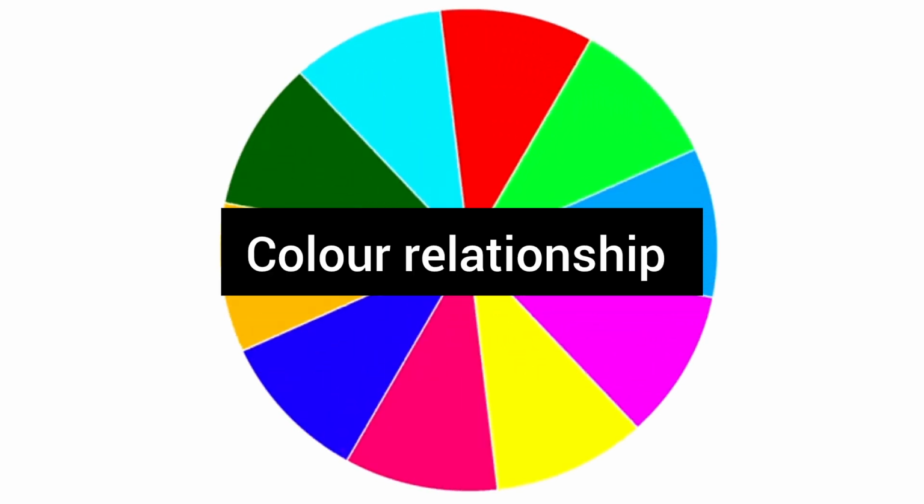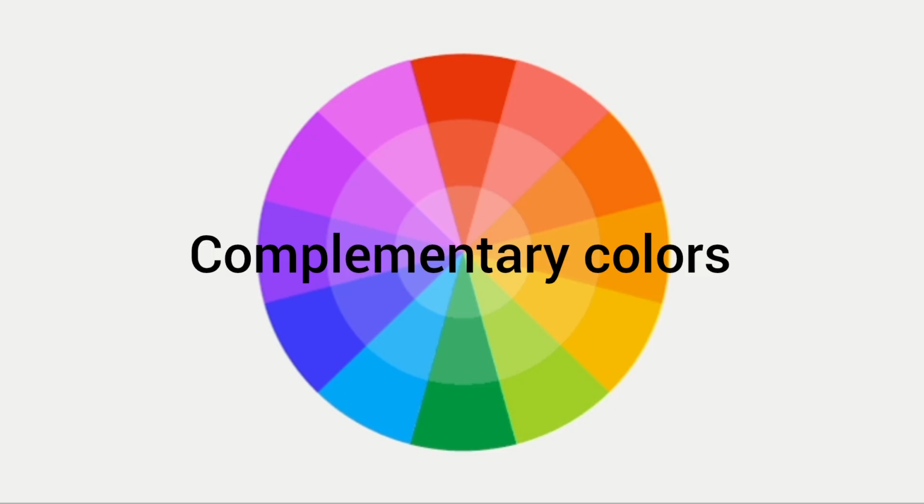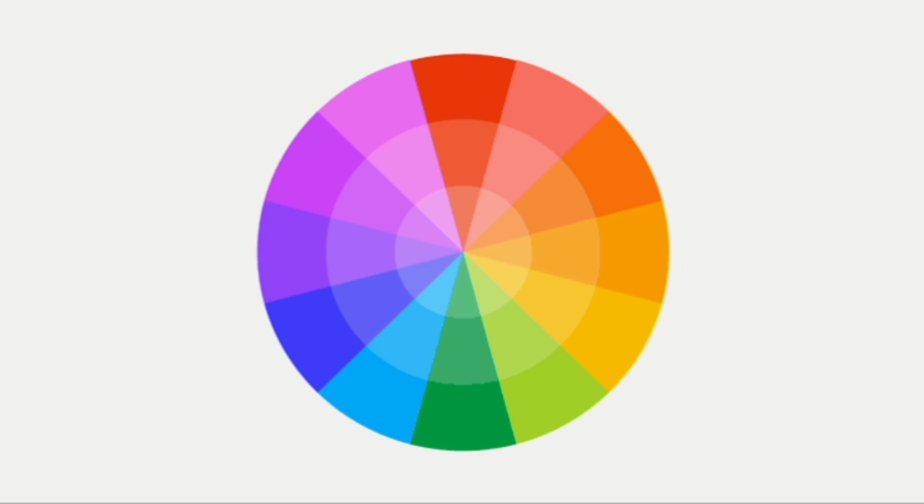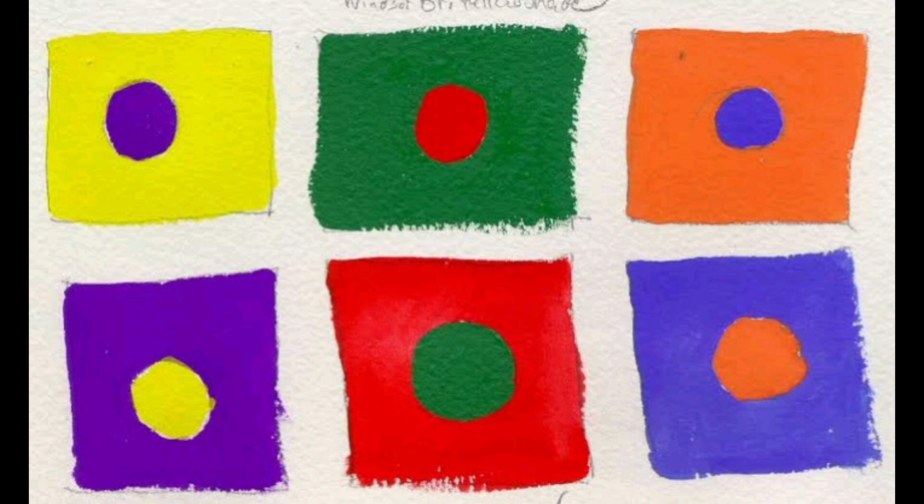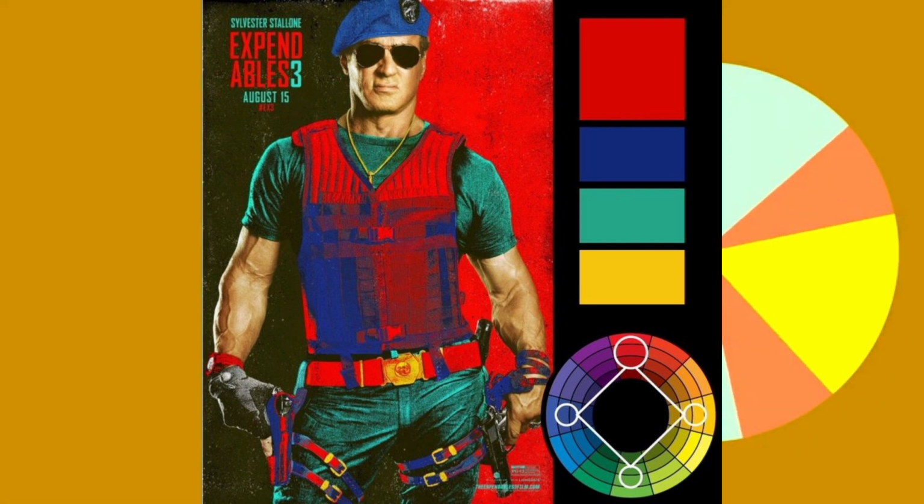For the first one, we have complementary colors, and these are colors that sit directly across from each other on the color wheel. That is, opposites attract. We have examples like red and green, blue and orange, purple and yellow. High contrast and high energy, great for attention-grabbing work like posters. Examples are these posters that you are seeing here.